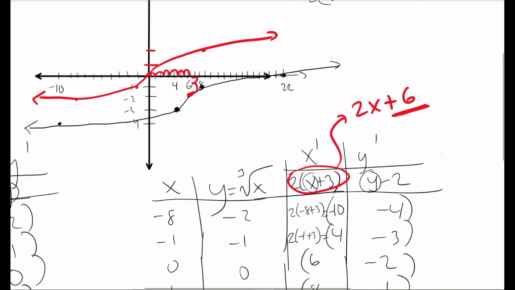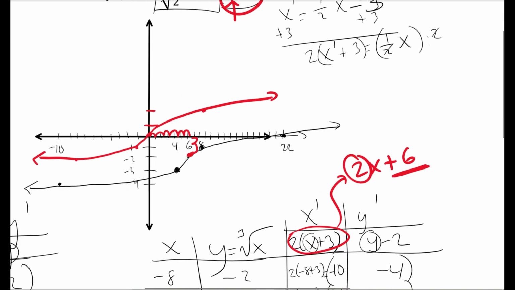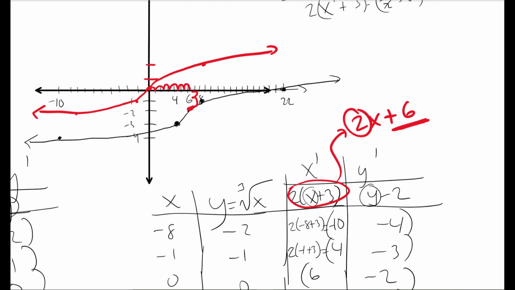And then it also got a little bit compressed, right? So it's not exactly the same shape that it was before because of this 2 here. So it got vertically, I'm sorry, not vertically compressed, it got vertically stretched because it's skinnier. Notice that the graph is skinnier than it was before. It's more stretched out than it normally is.